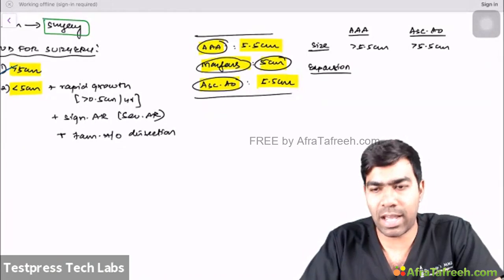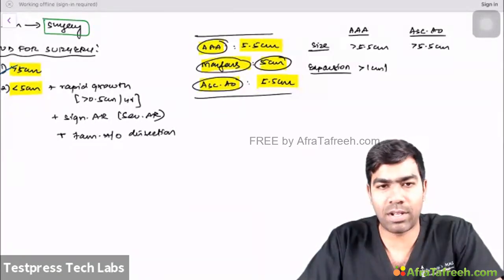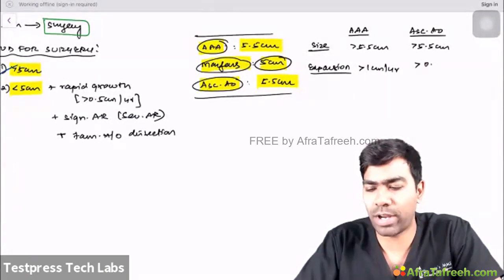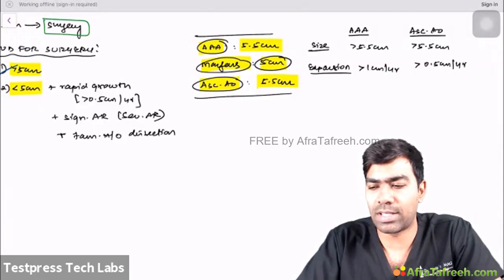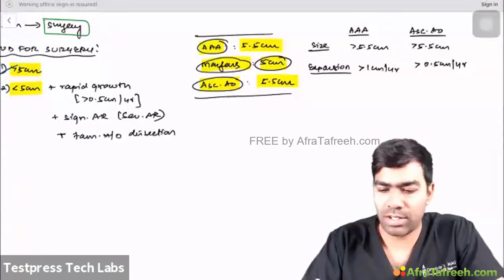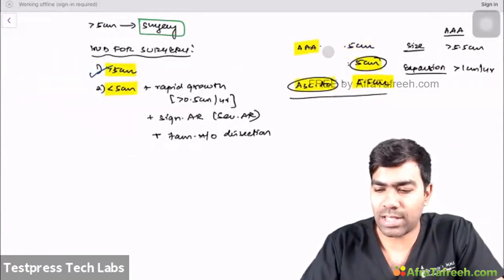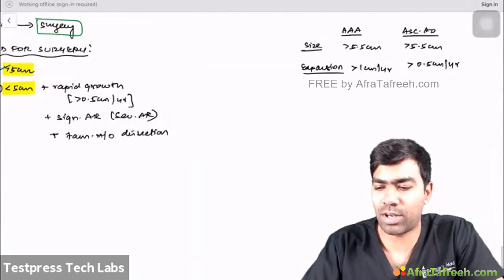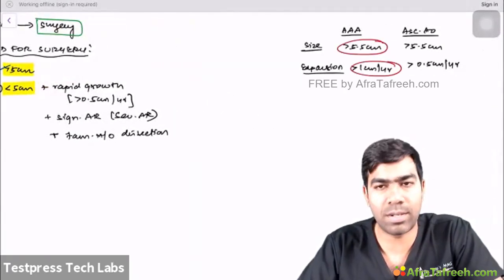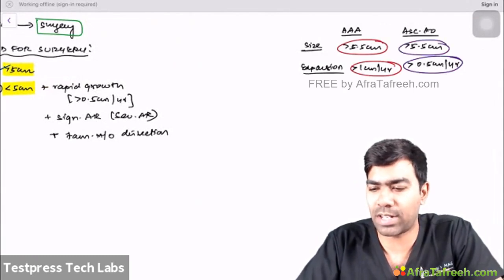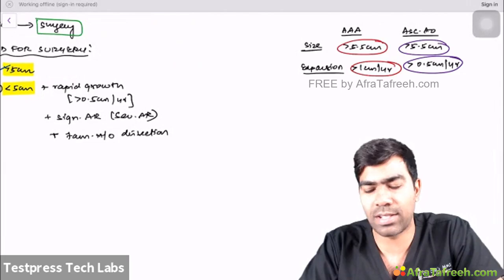Or you can take the expansion criteria also. If the increase in diameter is more than 1 centimeter per year, as far as the abdominal aorta is concerned. But on the other hand, if it is more than 0.5 centimeter per year in the setting of an ascending aorta, that's an indication for surgery. So don't confuse ascending aortic and abdominal aortic aneurysms, which you have discussed already in cardiology, because in abdominal aorta, I'd have told 5.5 and 1 centimeter per year is the cutoff. But whereas in ascending aorta, it is 5.5 centimeter and 0.5 centimeter per year is the cutoff.